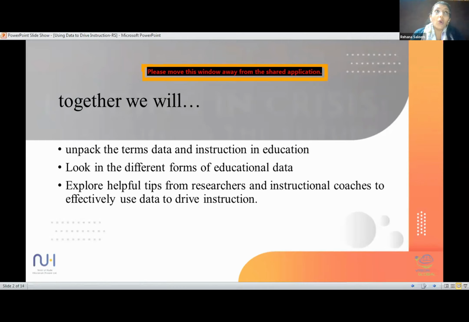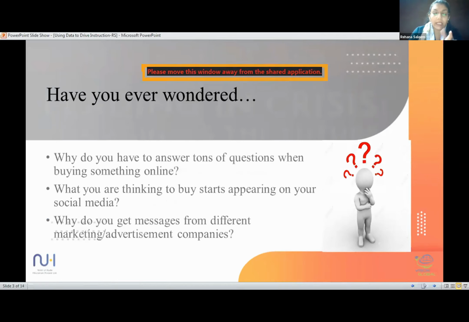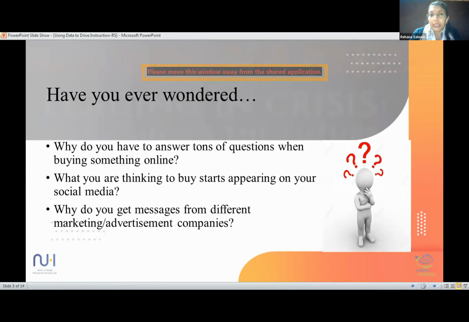In fact, we all as humans derive a lot of things from data. How do we do that? Have you ever wondered, and I want you to answer this in the chat box, why do you have to answer tons of questions when buying something online? Or when we are thinking of buying something, it starts appearing on our social media like Facebook? Or why do we get messages from different marketing or advertisement companies? Have you ever wondered why this happens?